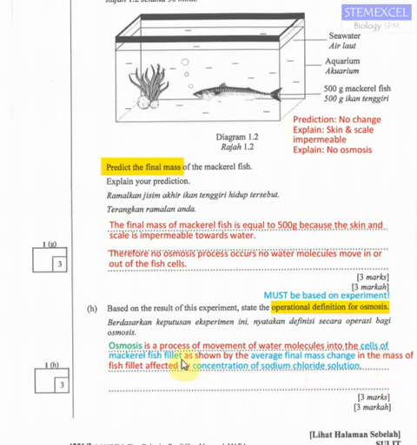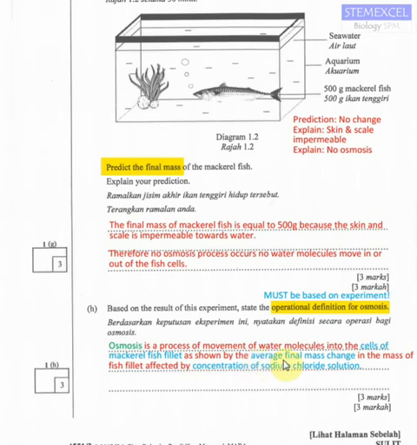So here in blue, this is directly related to the experiment, as shown by the average final mass change in the mass of fish fillet affected by the concentration of sodium chloride solution. So if you see all the points in blue, they are directly related to the experiment. And so the first point you need to write is, of course, the definition itself. Secondly, how this was determined. So normally this is coming from your responding variable.